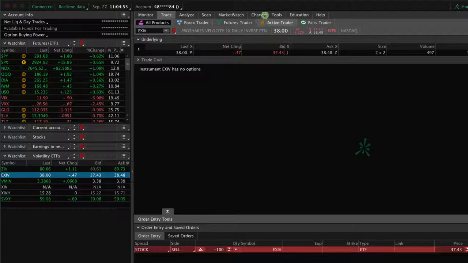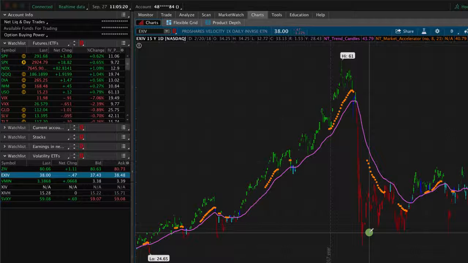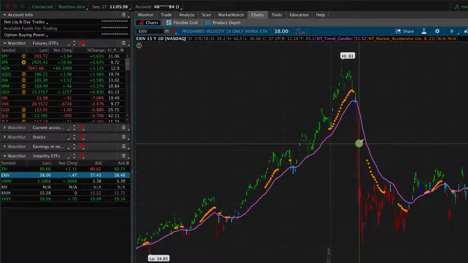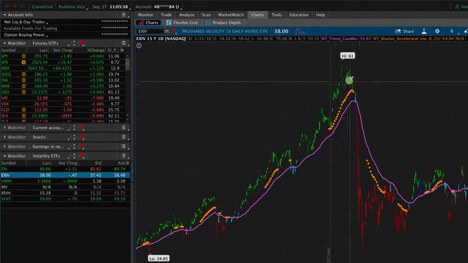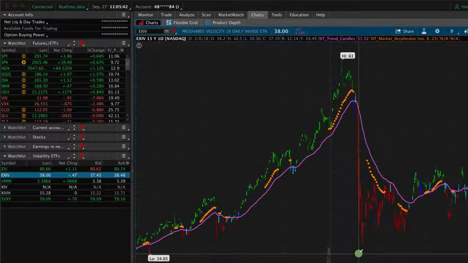But let's take a look at the chart of EXIV. During that same period in early February, there was a high of 61 and it got down to under 30. So it lost over 50% of its value in just a couple weeks. And remember, that's because this has an inverse correlation, or an opposite correlation, to the actual VIX. So when the market went down and the VIX exploded, this ETF declined significantly, over 50%.